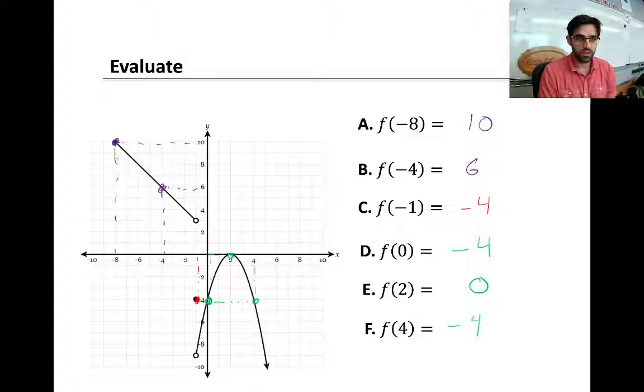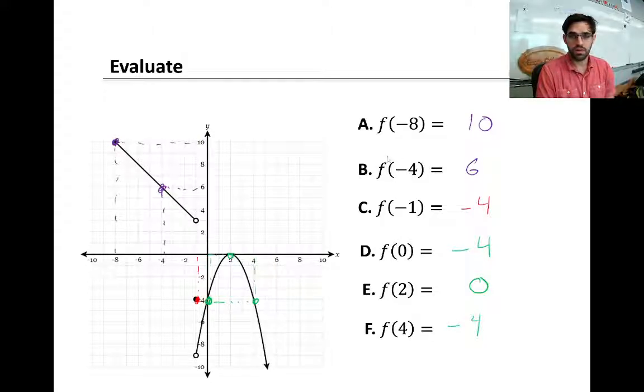If I evaluate f of -8, when the x value is -8, go up to our graph, it's the line piece. It's going to hit the curve when y is 10. In other words, (-8, 10) is an ordered pair on this graph. So when I plug in -8 as my input, 10 will be the output.